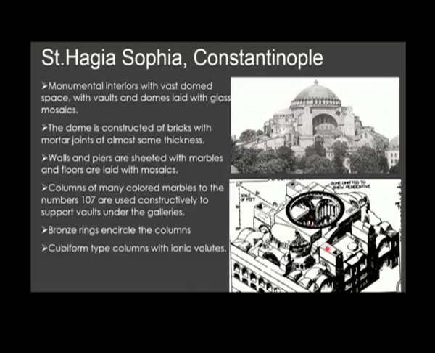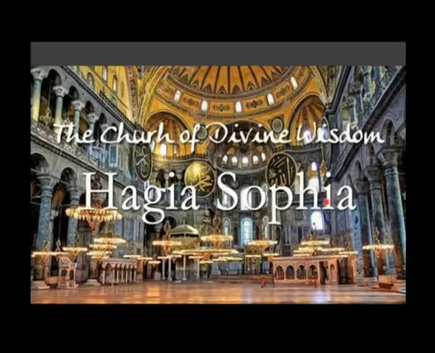So if you see, the dome is constructed with bricks and has mortar joints of almost the same thickness as that of the brick. The walls and floors are laid with mosaics, and the columns are of many colors, and that is why the interior of Hagia Sophia is very flashy and very exquisite compared to other churches up to that period. No church had as exquisite an interior as that of Hagia Sophia.